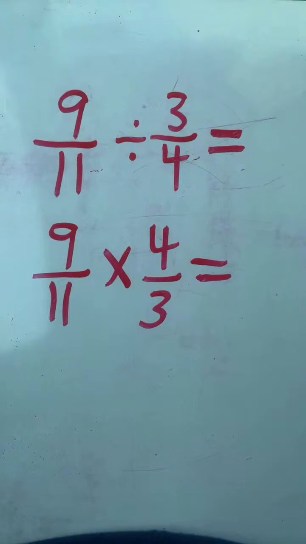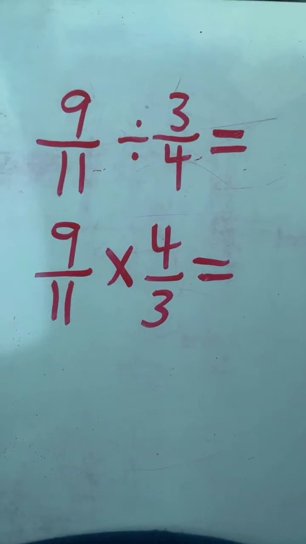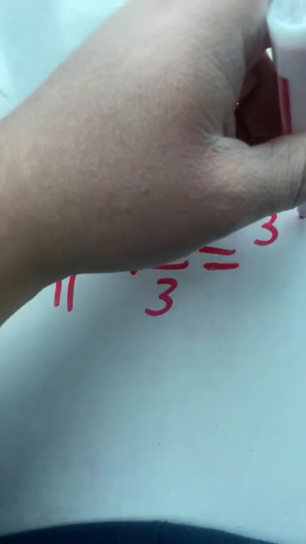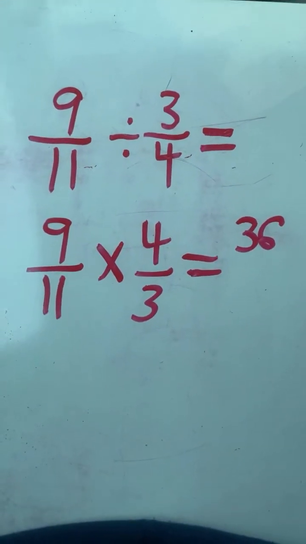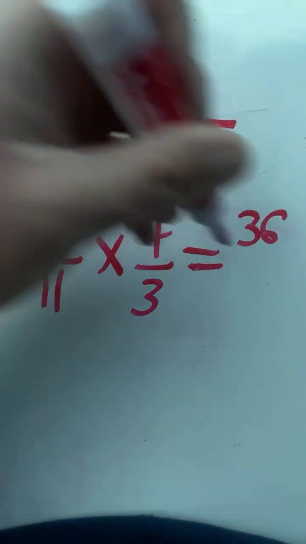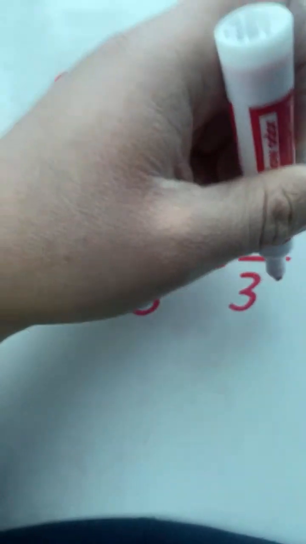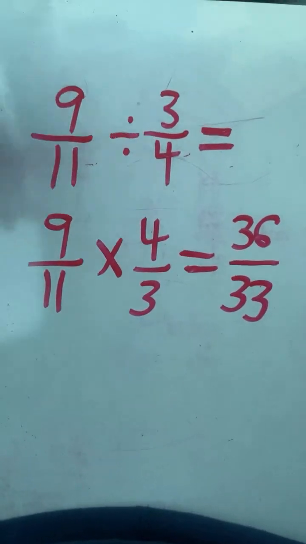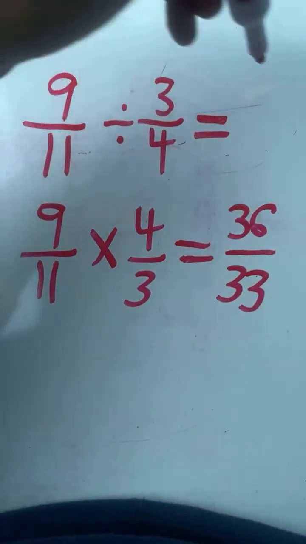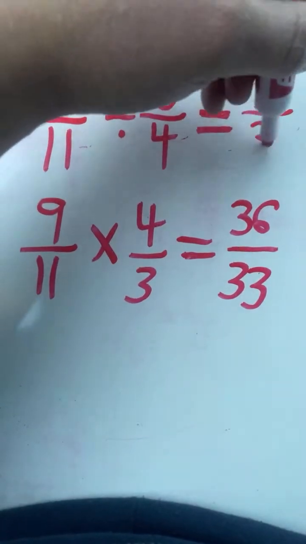Next step, we end it by multiplying our numerators and denominators. 9 times 4 equals 36. 11 times 3 equals 33. And we have our final answer. 9/11 divided by 3/4 equals 36/33.